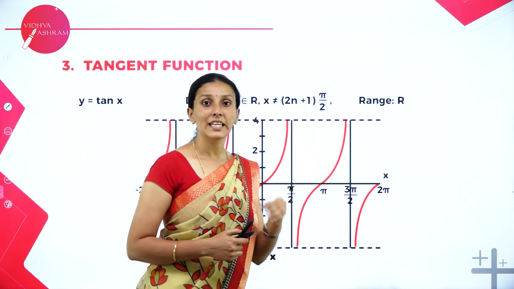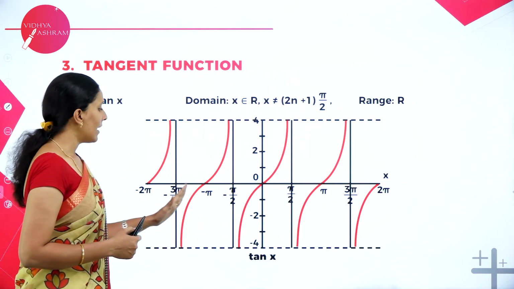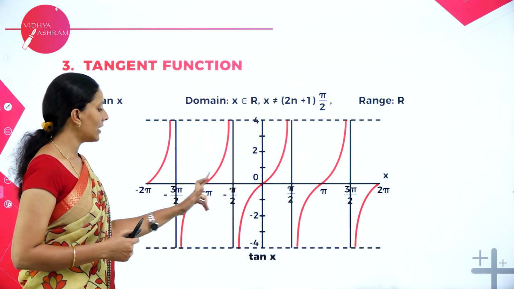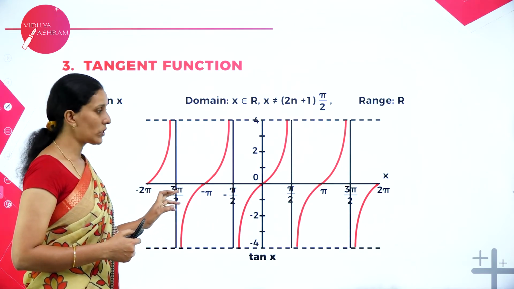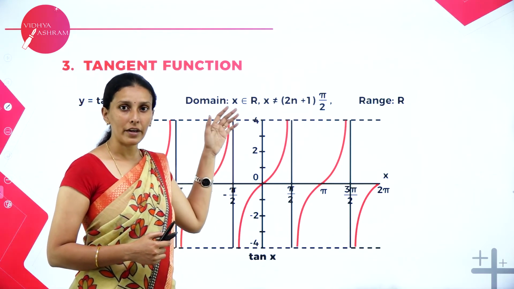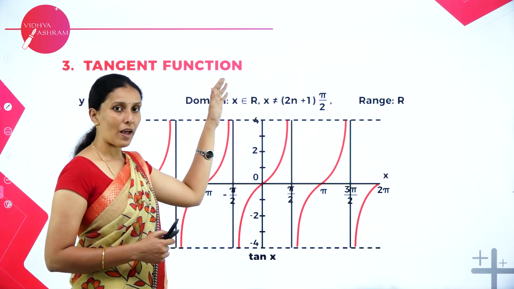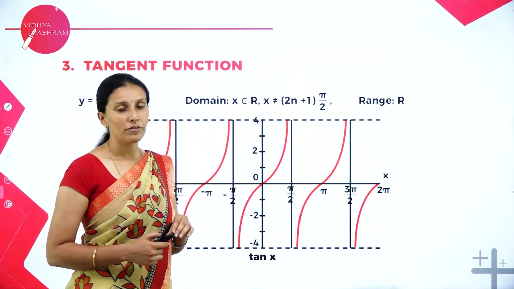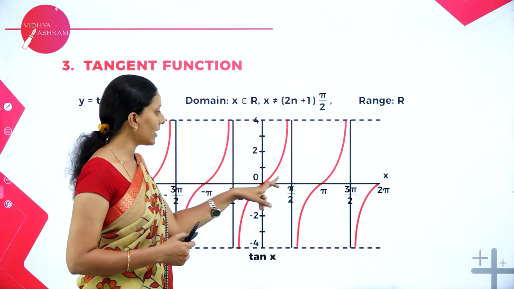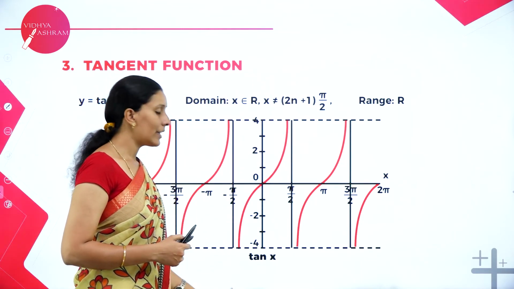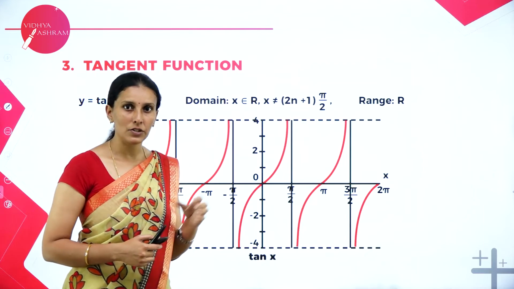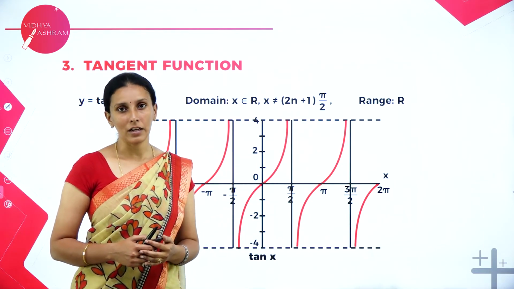And the range is any real number because tan 90, tan minus 90, tan minus 270, is not defined, it turns to an infinite value. So, therefore, the value of the tan function goes on increasing on the positive side and decreasing on the negative side of the y-axis. So, therefore, it can take any real value.